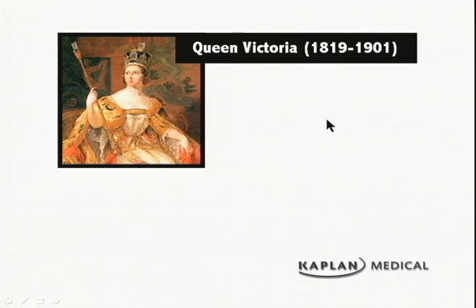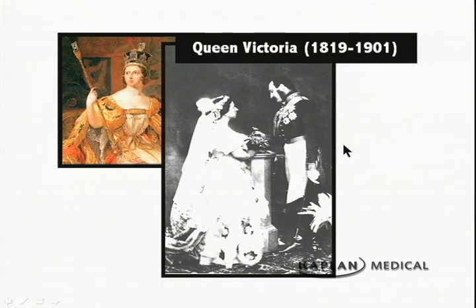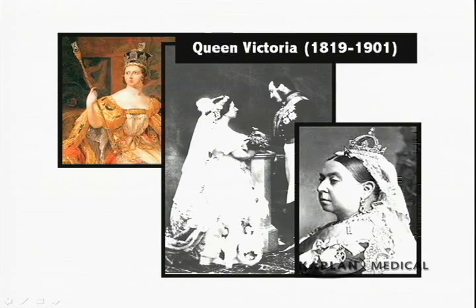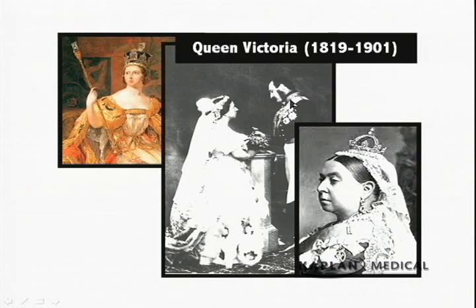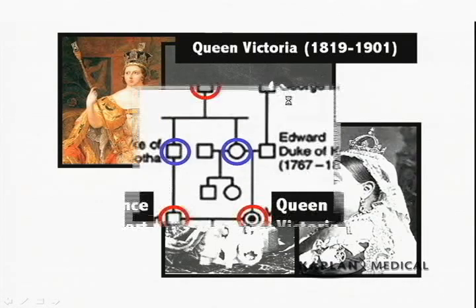Queen Victoria, who lived from 1819 to 1901, was a carrier for hemophilia. In Europe at that time, royalty would not marry commoners. And so your selection of a mate was restricted to those who were of royalty only. So you had a limited genetic pool. This is Queen Victoria, and this is her consort, who was Prince Albert. He was of royalty as well.